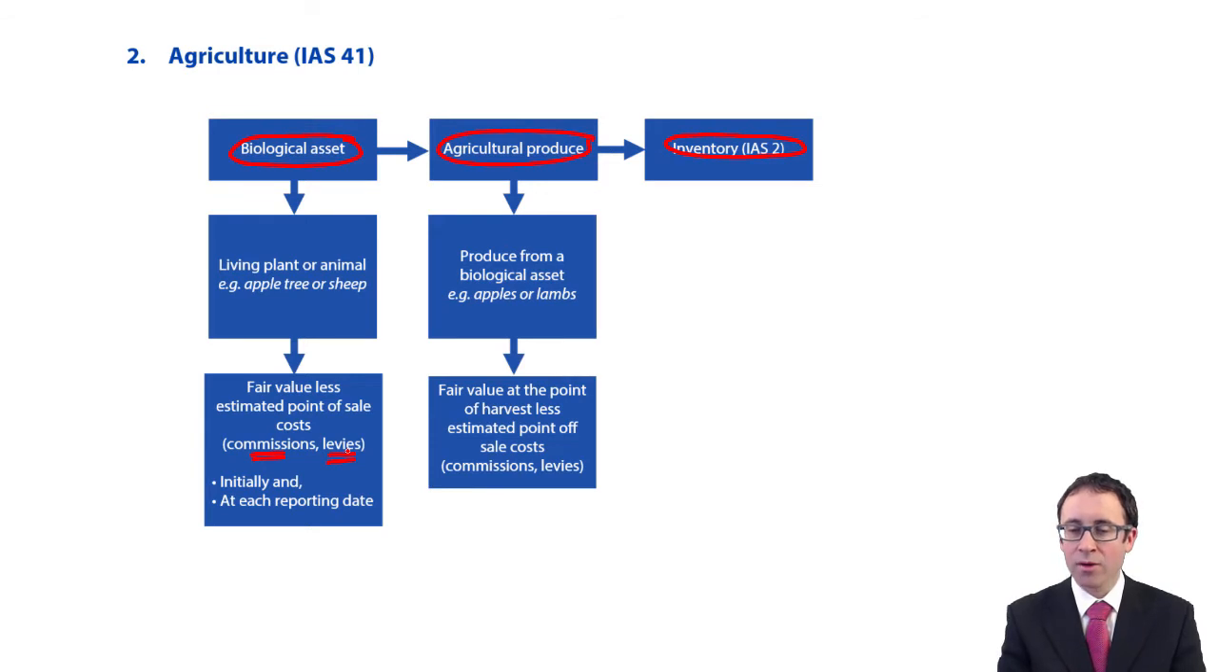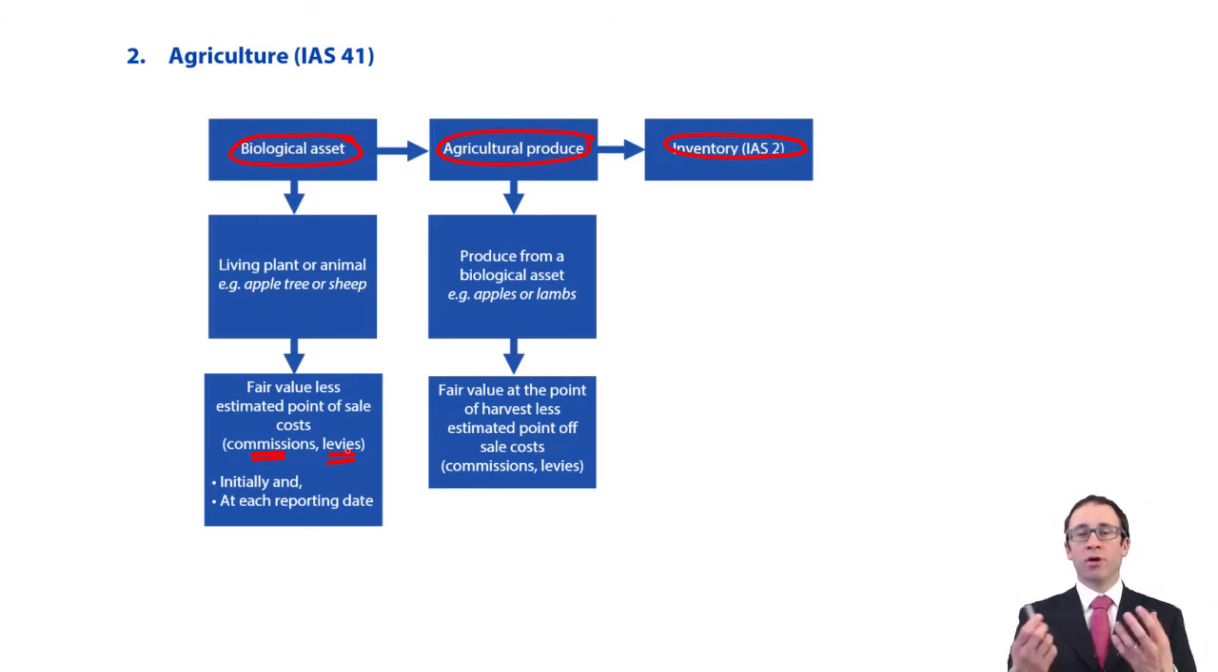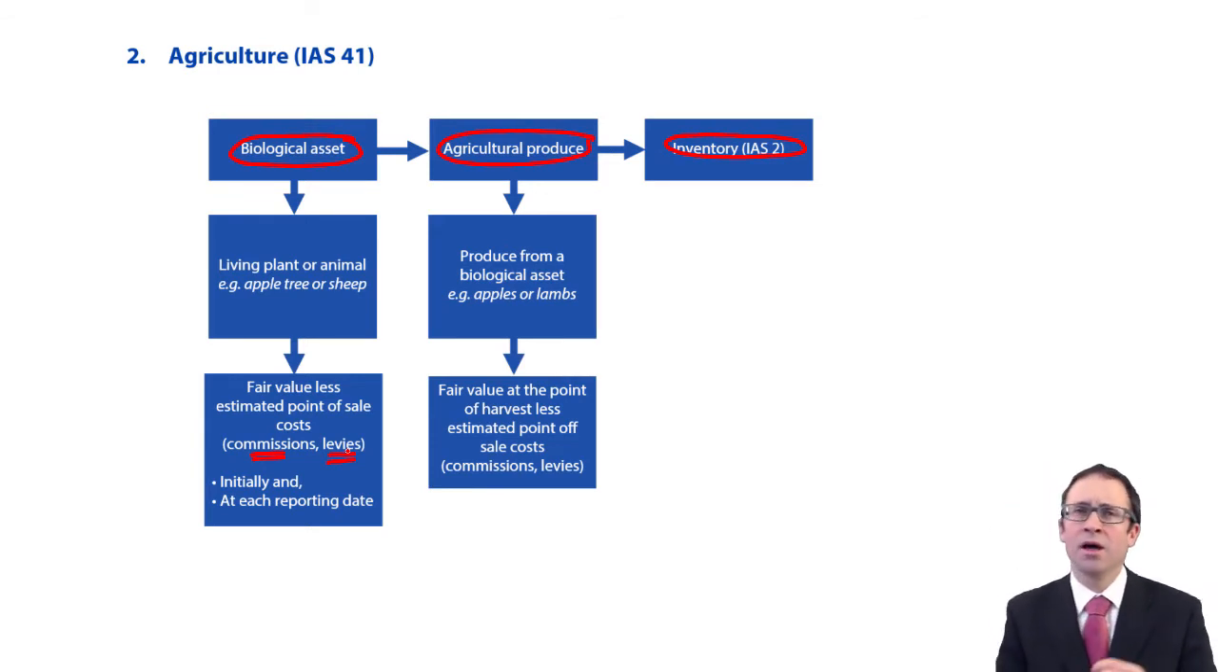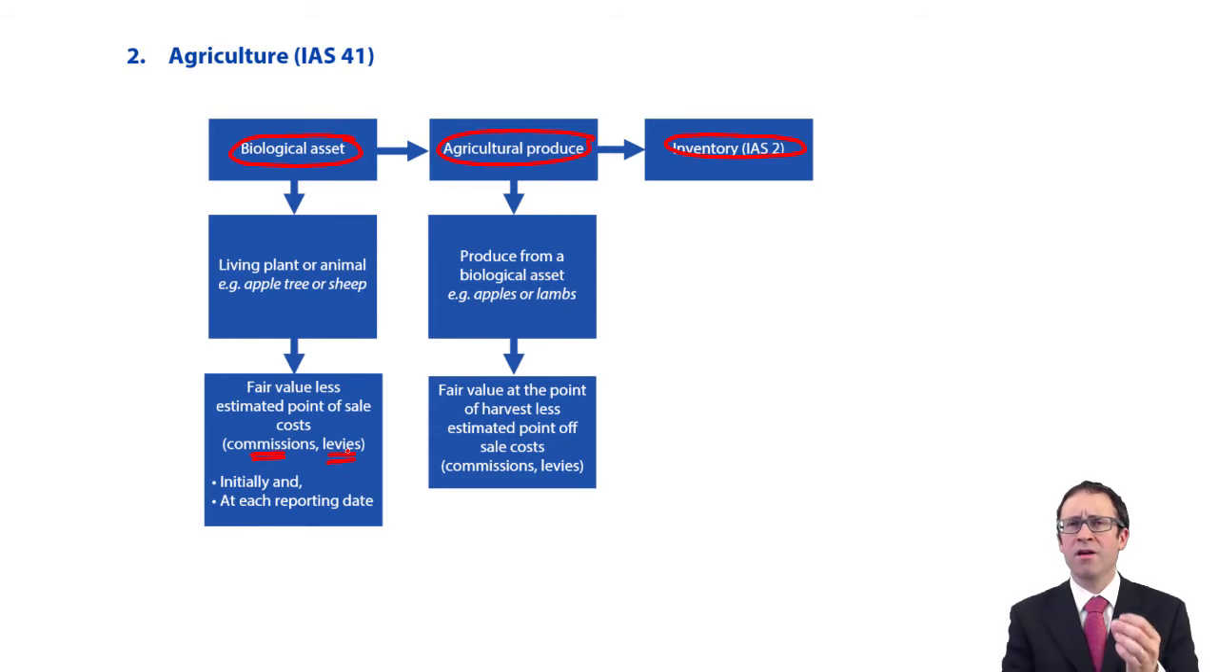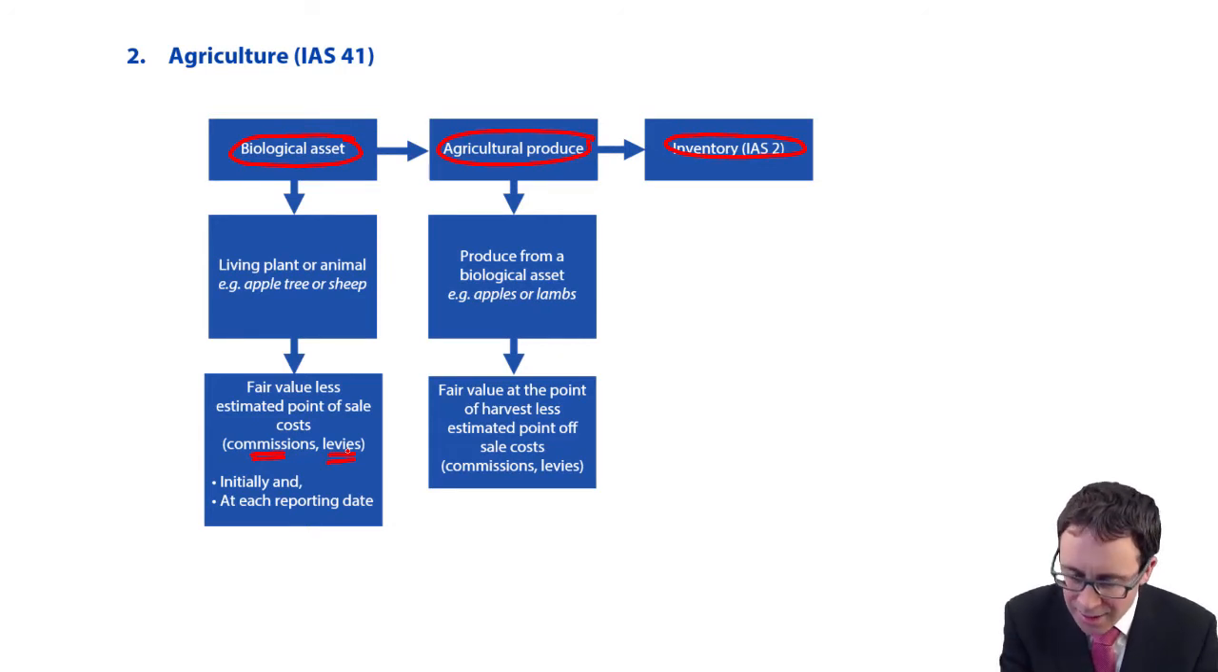Similarly, when you're looking at your agricultural produce, whether that's the apples, the milk, or the carcass, that is sold on a regular basis. So you will be able to go through there and look at a fair value using IFRS 13. Again, we take the fair value at the point of harvest less the point of sales costs.